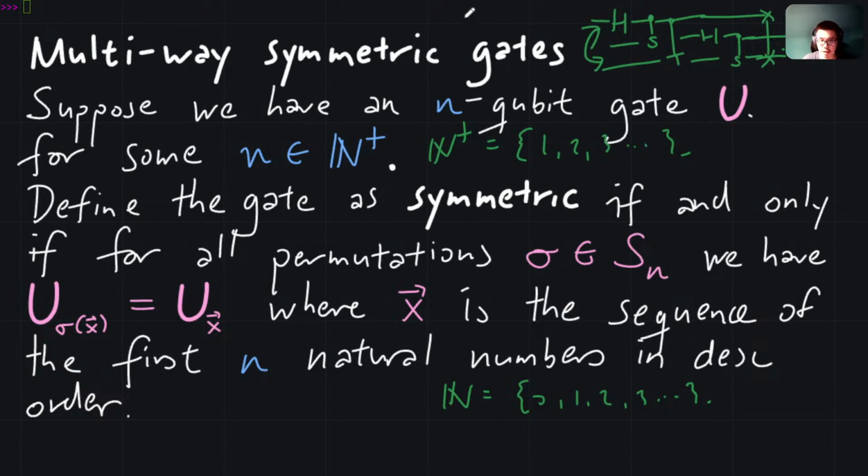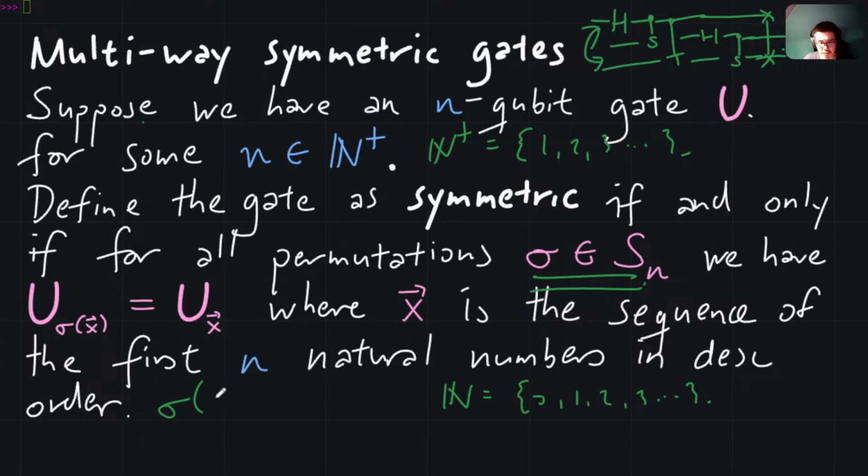So let's explain how a multi-way symmetric gate works. Suppose we have an n-qubit gate called U for some strict natural number n. Define the gate as symmetric if and only if for all permutations, let's call this particular permutation sigma, in the set of permutations, the symmetric group on n elements called S of n, we have U of the permuted sequence is equal to U, where X is the sequence of the first natural numbers in descending order.